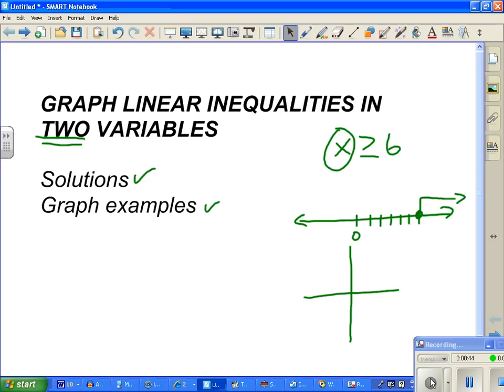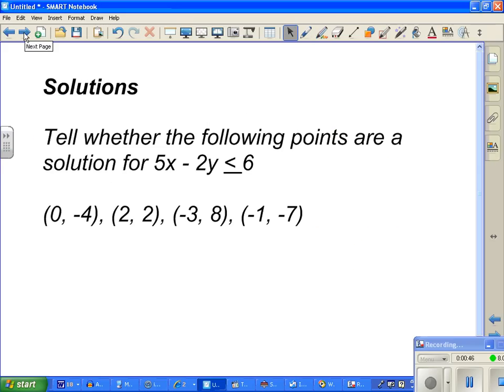Okay, here we go. Tell whether the following points are a solution for 5x minus 2y is less than or equal to 6. Well, here you go. It's giving you a point. Again, this is an x, this is a y. Don't make this too difficult. Just plug in your x and your y and see if this statement is true.